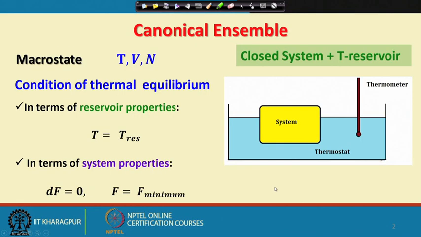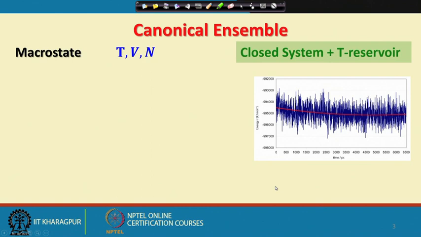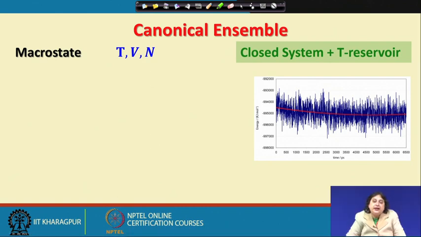Now, let us have a look at the net energy content of the system a little more closely. Just because the system is exchanging thermal energy with the reservoir, I cannot say that if I had the means to measure the energy of the system, it would not be fluctuating in time.